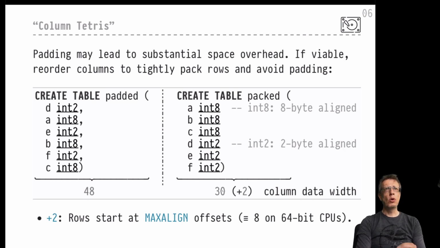Okay, so what we could do is play some column Tetris in a way. We could create 2 tables, 2 equivalent tables. Let's call them padded and packed. And padded and packed have the same number of columns, namely 6 columns each, as you can see, and each of these columns would carry the same data types.